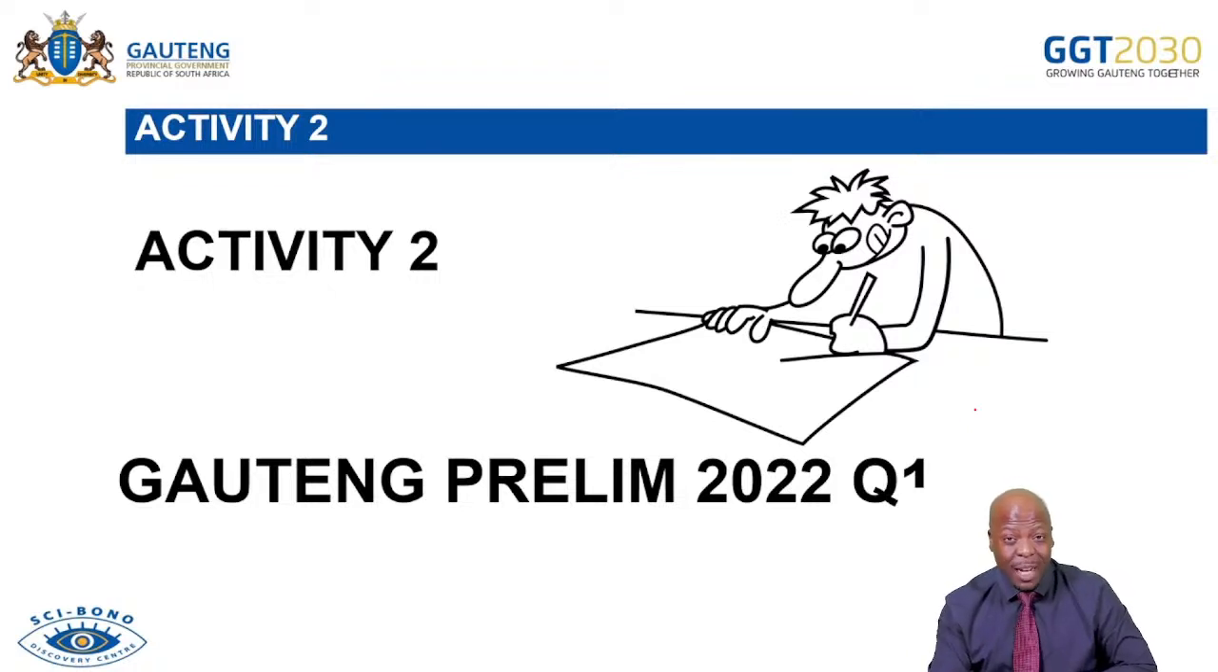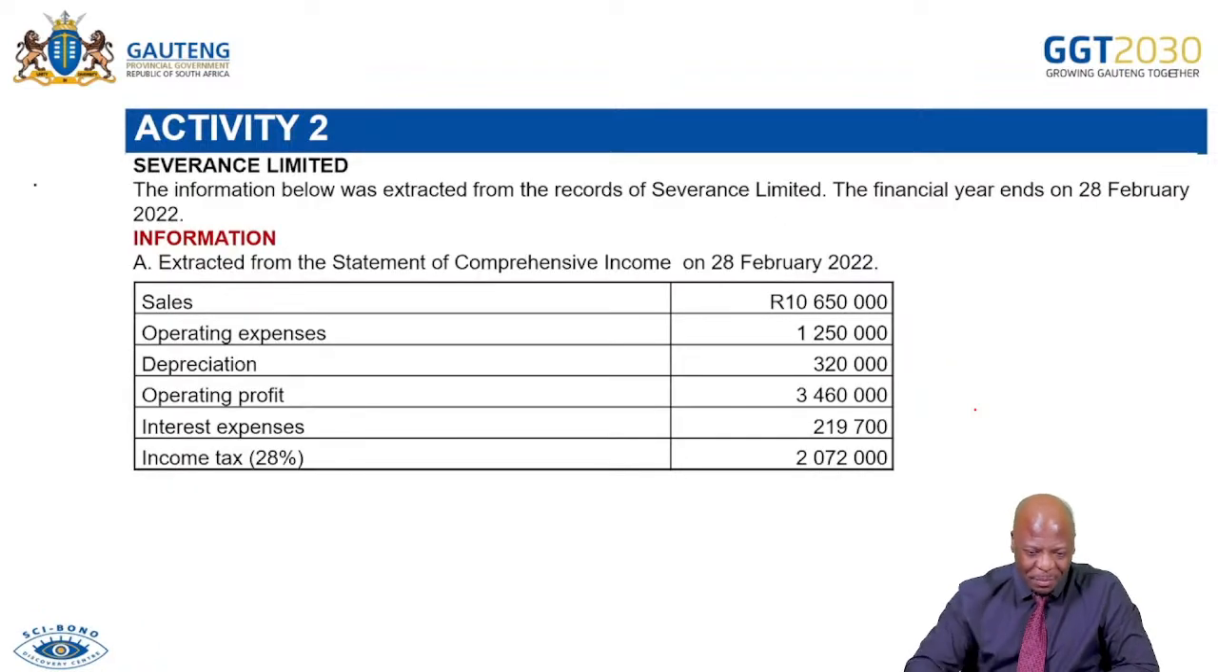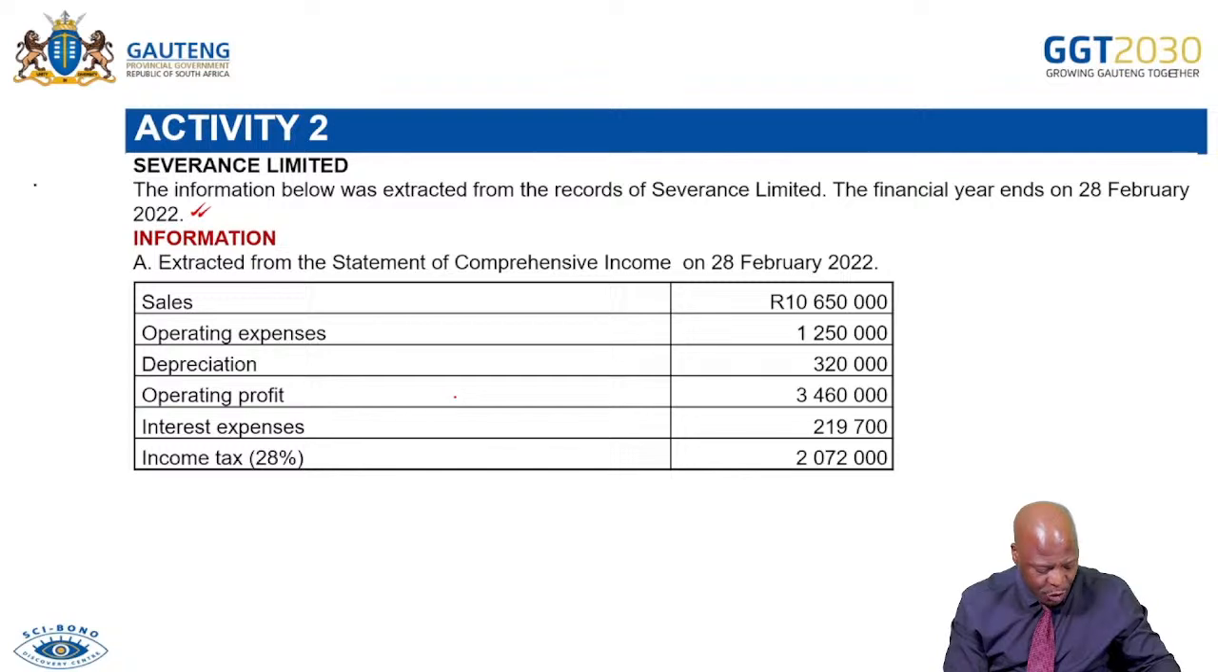Activity 2 is from the Gauteng prelim for the year 2022. Let's go. It says, Severance Limited. The information below was extracted from the records of Severance Limited. The financial year ends on the 28th of February in the year 2022. All right, so we have that extract there.